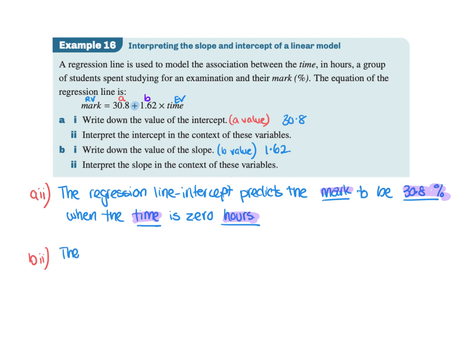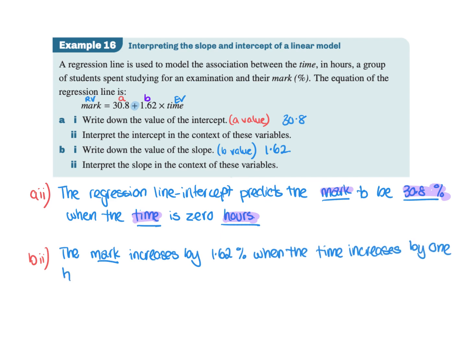So I've got to put the RV, the mark, that's what I had to fill in, increases by, and I'm going to put the B value, 1.62. Now I've got to put the units, which was percent, when the time increases by 1, and we say hour. Okay, so 1 hour. So they're the things I put in.